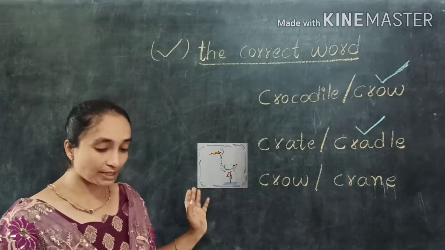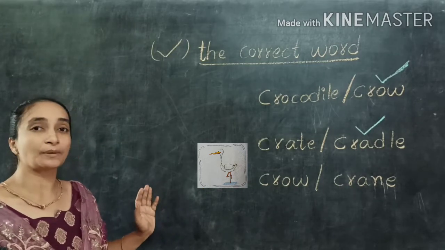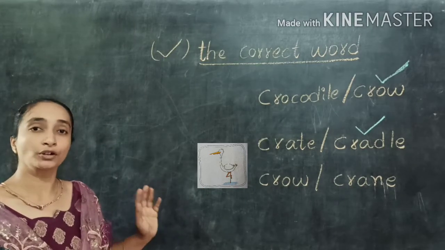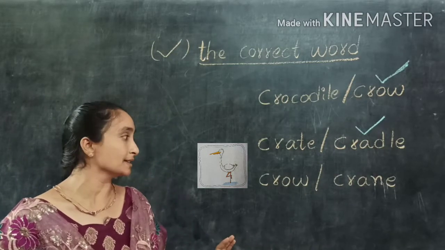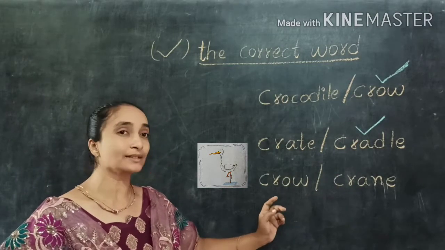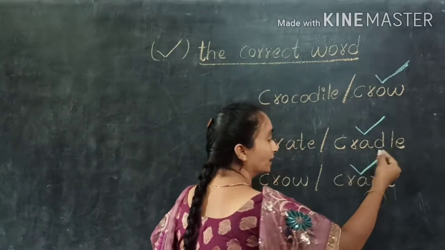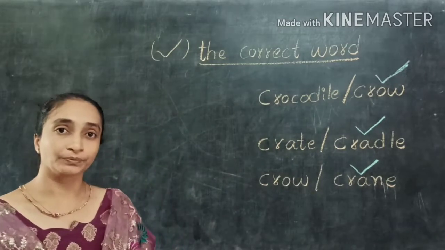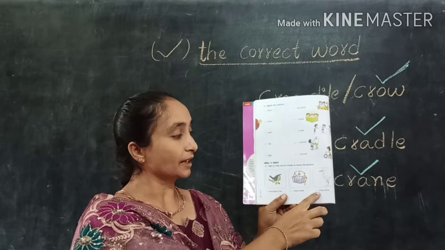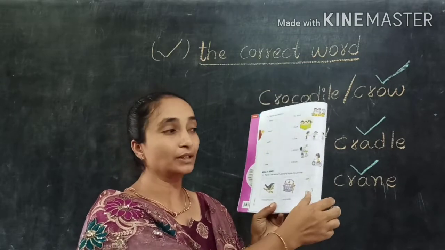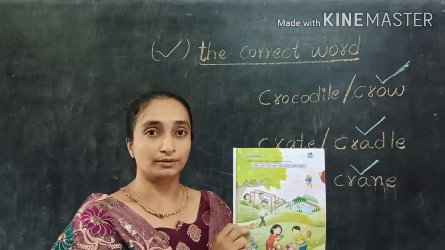And the third picture is a picture of a bird. What is this picture? Yes, this is a picture of a crane, not a crow. Here they have given one wrong answer and another one is the right answer. So this is not a crow, this is a crane. You can give the tick mark to the correct answer, crane. So we have completed our Spell it right Roman. We have completed this page. Now you can turn to the 11th page of the textbook.